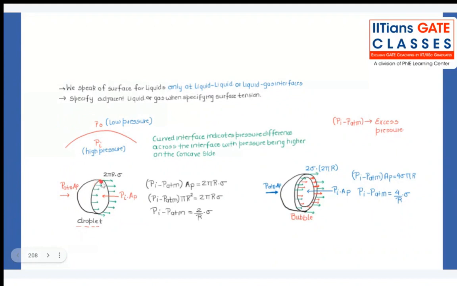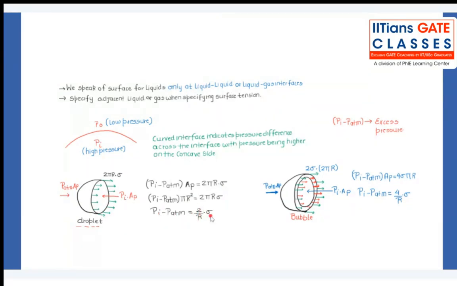Okay, so if you cut it into two parts, what is the surface tension force? If you try to calculate here, that will be sigma times 2 pi r, because surface tension is force per unit length. Okay, so if you do the force balance, what do you get? The net force in one direction, x, is equal to the force in the other direction. You get Pi minus P atmosphere into projected area, which is the area of the circle here, is equal to 2 pi r into sigma. Okay, so if you calculate Pi minus P atmosphere, you get 2 sigma by r.